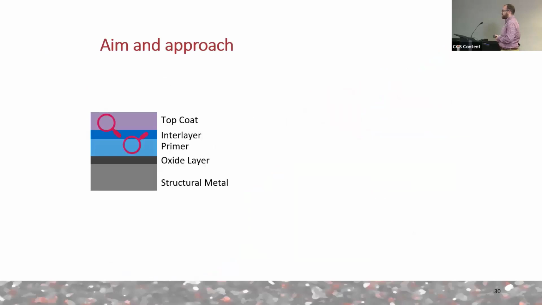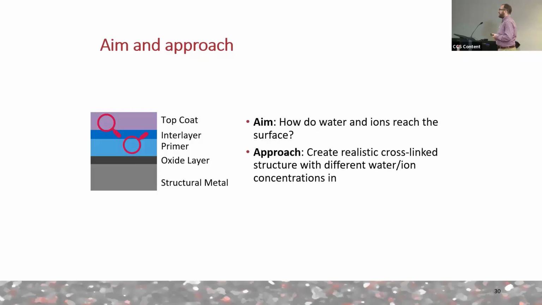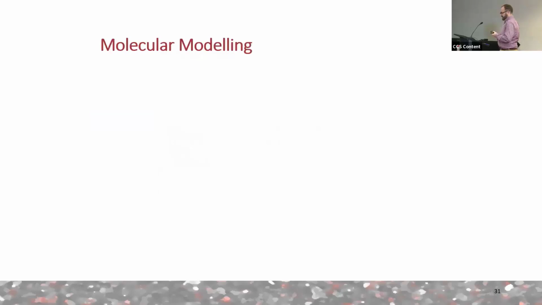So what we do is we zoom in and we try and find out what we are interested in at the atomistic level. To prevent corrosion, one thing these coatings can do is to stop ion and water transport through the system. So what I'm doing in my simulations is looking at how these water and ions move through the coating itself. To do that, I create this realistic cross-linked structure and look at it with different water and ion concentrations in it. And from this, I'm able to get out things like the diffusion of water and actually identify the water mechanism through the coating.